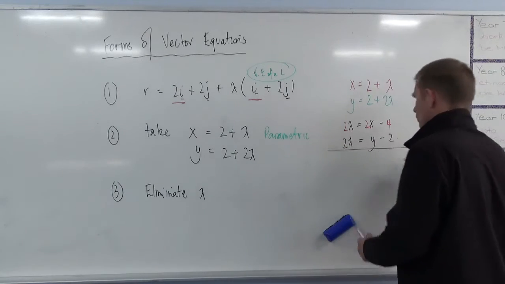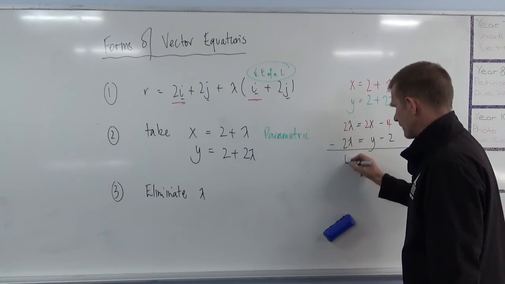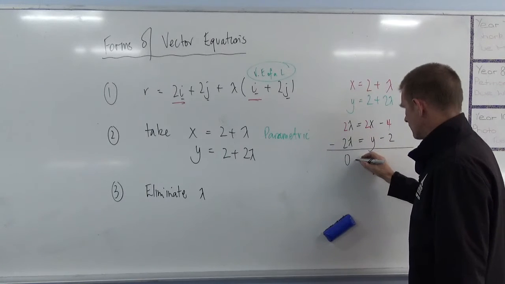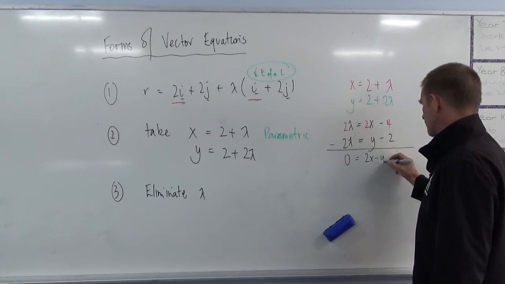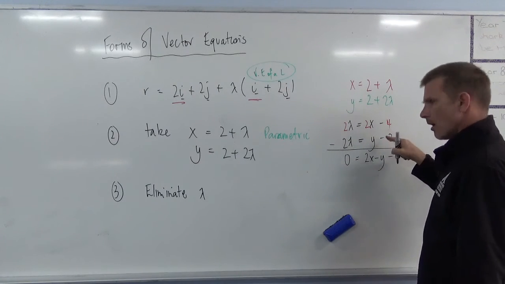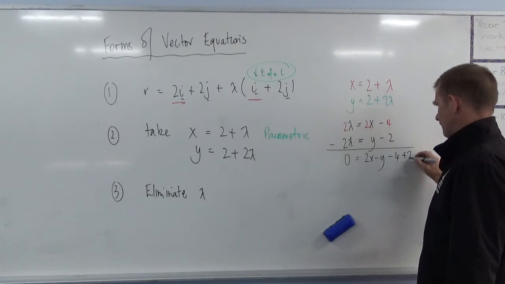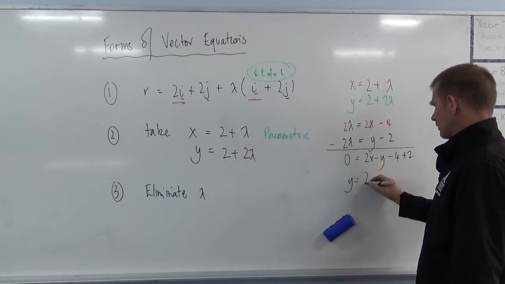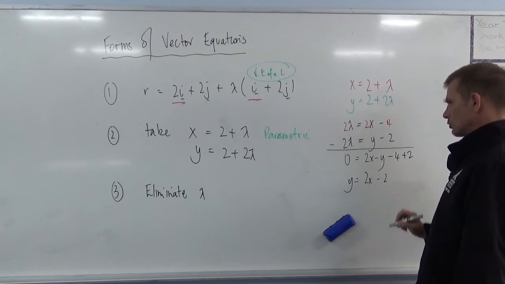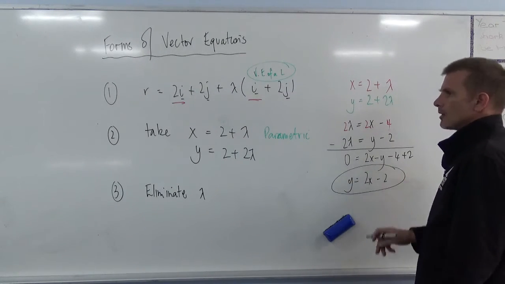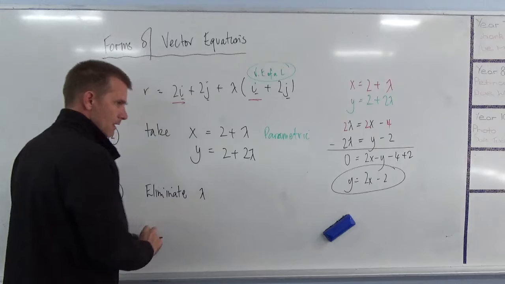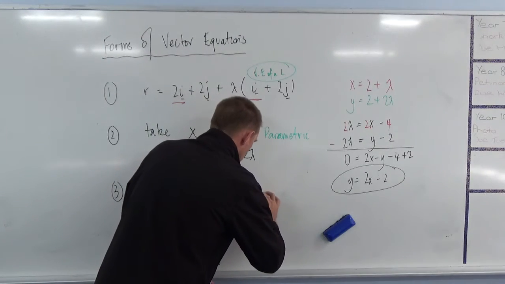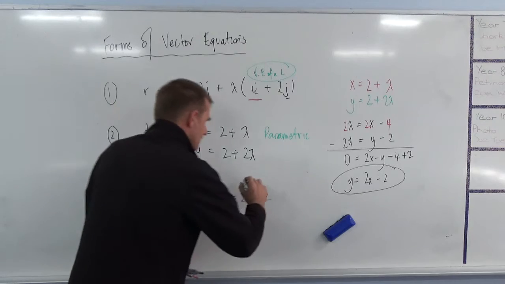Now if I subtract one away from the other, the lambda's gone. That's good, that's what I want. 2x minus y minus 4 minus 2. So if I move the y over here, I'll get y equals 2x minus 2. So after I eliminate the lambda, I get y equals 2x minus 2. That's my Cartesian form.